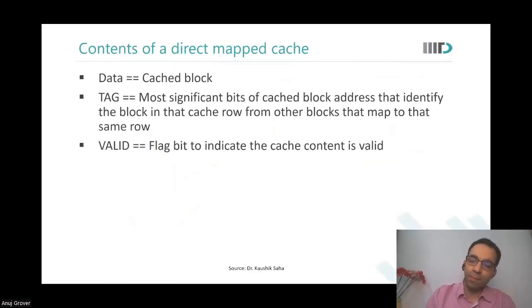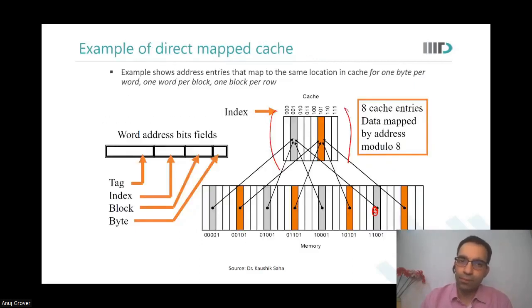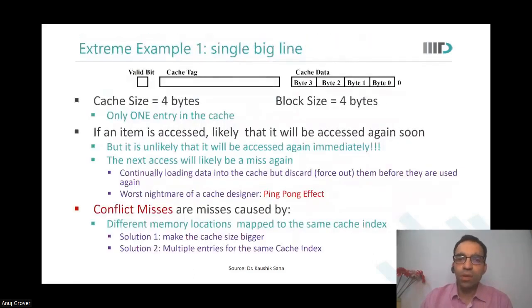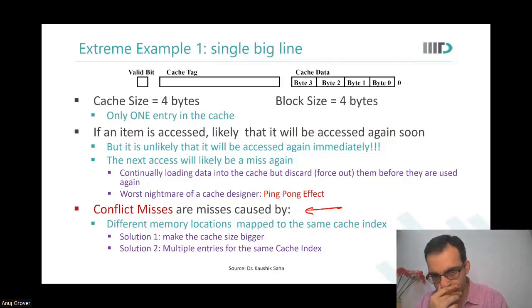Are you able to see this? Yes, sir. This is the slide we saw last time also. So what we were saying was that conflict misses are caused by different memory locations mapped to the same cache index. And there could be two solutions: make the cache size bigger or use multiple entries for the same cache index. Now, using multiple entries for the same cache index, what does it mean? That at the same cache index, more than one kind of address can be saved.